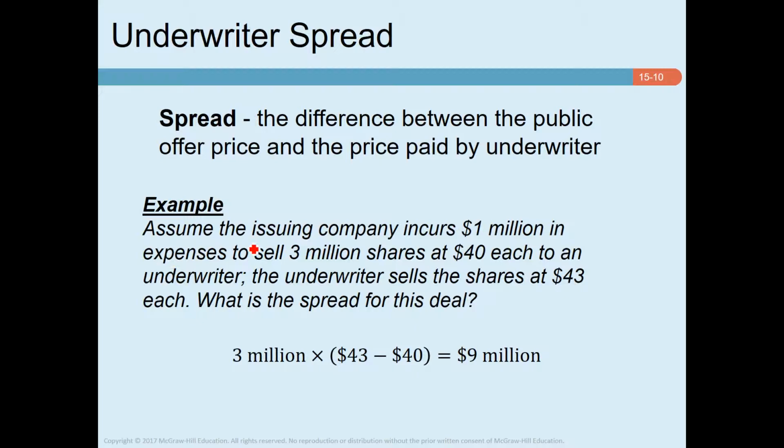Assume the issuing company incurs $1 million in expense to sell 3 million shares at $40 each to an underwriter, and the underwriter sells the shares at $43 each. What is the spread for this deal? So you can see that the underwriter buys them at $40 each and resells them at $43 each. So $3 is the spread per share, and they're issuing 3 million shares. So the total spread is $9 million. That means that's the amount that goes to the underwriter for providing this underwriting service.